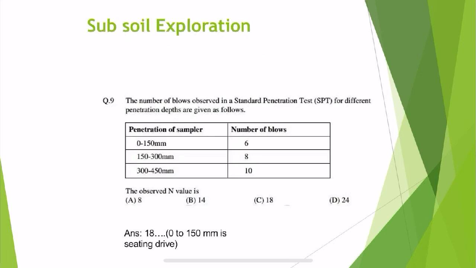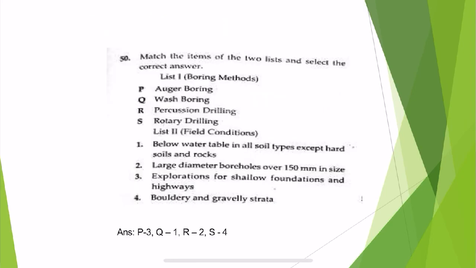Subsoil exploration, we are going to do one problem. The number of blows observed in a standard penetration test, SPT, for different penetration depths are given, along with the penetration of the sampler and the number of blows. Here we are going to find the observed N value by using dilatancy correction and overburden correction. We get the corrected N value as 18 based on the dilatancy correction formula and overburden correction.